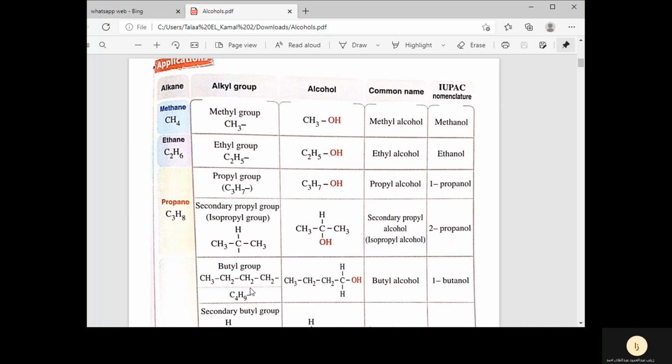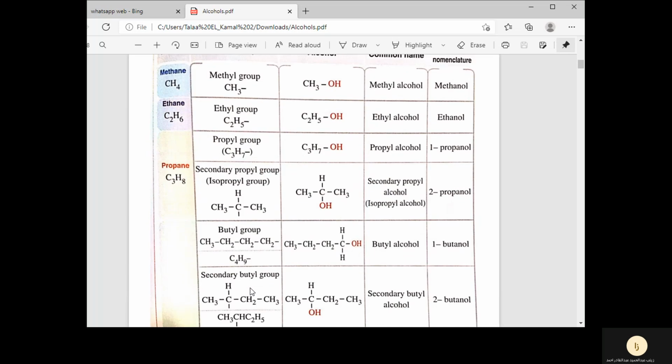Butyl group. You will find that el butyl group هنا عبارة عن CH3, CH2, CH2, CH2. Or C4H9. If it has OH, so we can call it butyl alcohol. And the OH attached to carbon 1, so by IUPAC name is called 1-butanol.